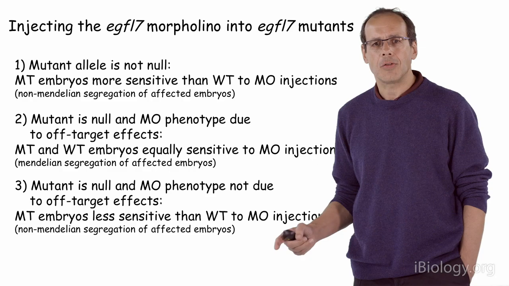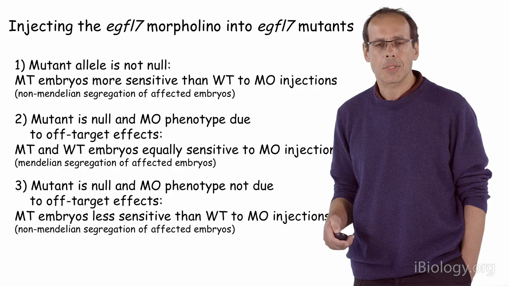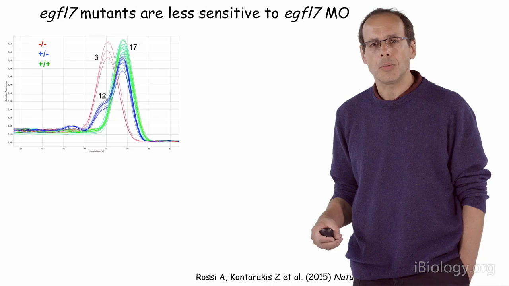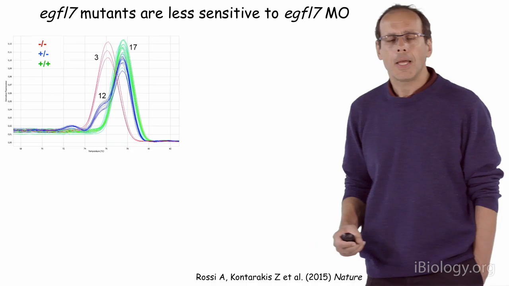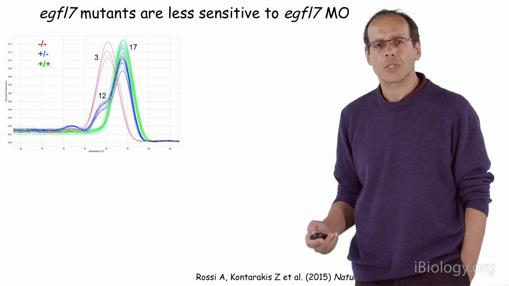So, as I said, we genotyped 32 affected embryos, and we would expect through Mendelian segregation 8 of them to be mutants, but in fact we only found 3 of them, shown in these red curves. And so this indicates that the EGFR7 mutants are less sensitive. They are somewhat protected from the EGFR7 morpholino.